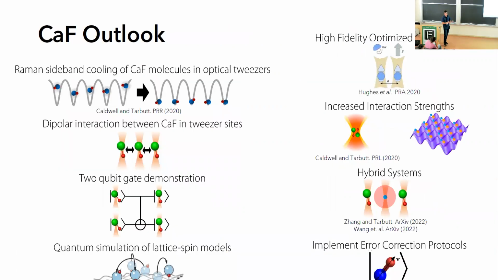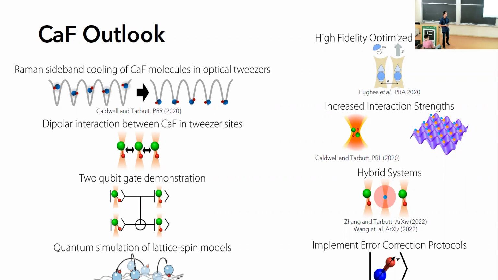So as a brief outlook on the calcium fluoride side, as I mentioned, we're working on demonstrating Raman sideband cooling of these molecules within these tweezer traps. And then we also want to, of course, demonstrate dipolar interactions between two individual CaF molecules in two tweezers, and then move on to two-qubit gate demonstrations. At that point, we can think about moving on to quantum simulations of spin lattice models, as well as tailoring our qubit pulses to get optimized qubit pulses with even higher fidelities.